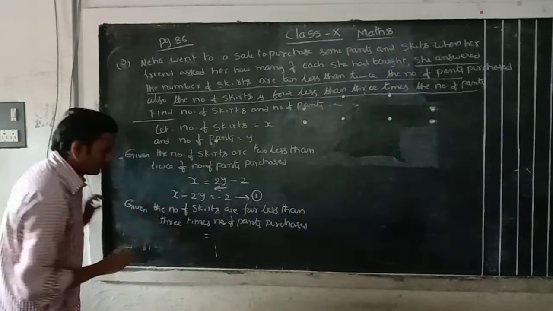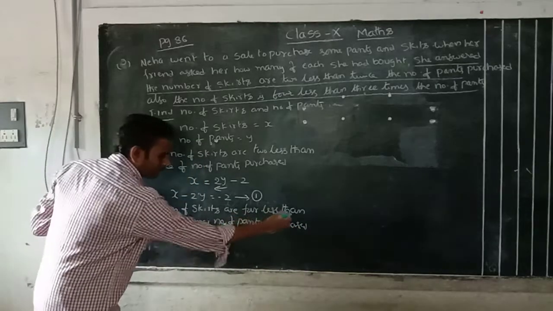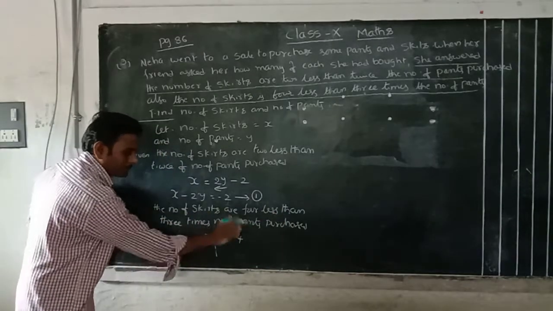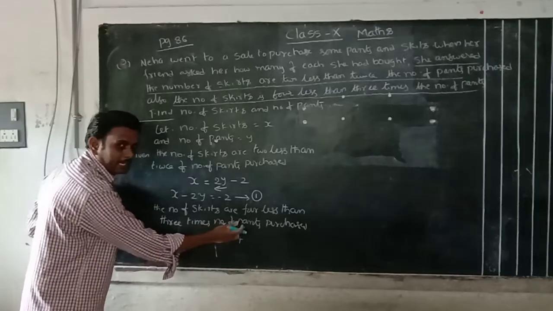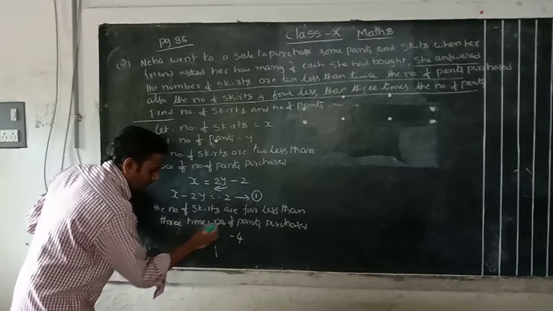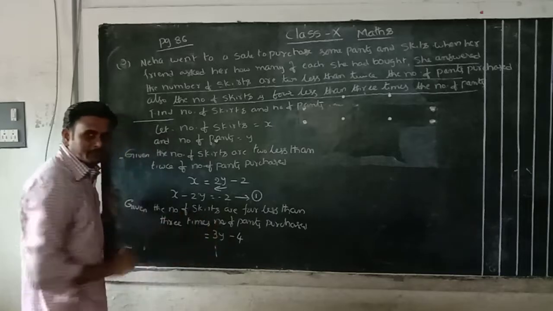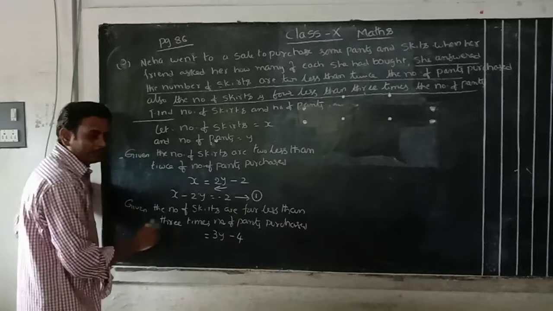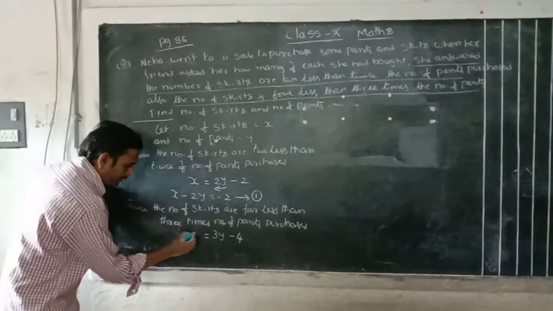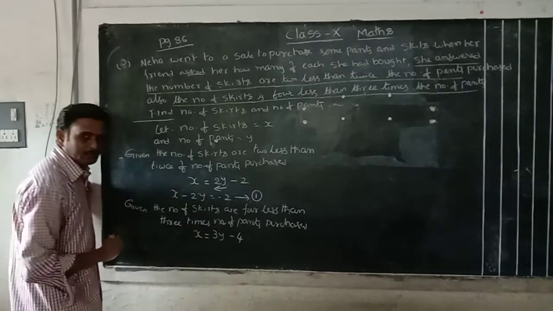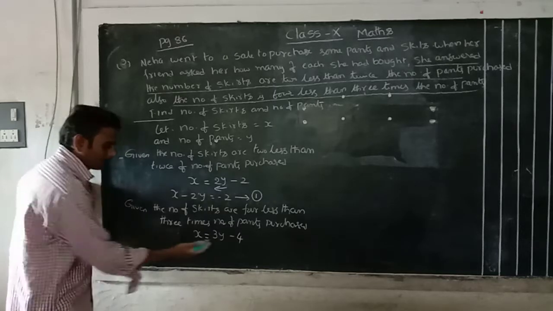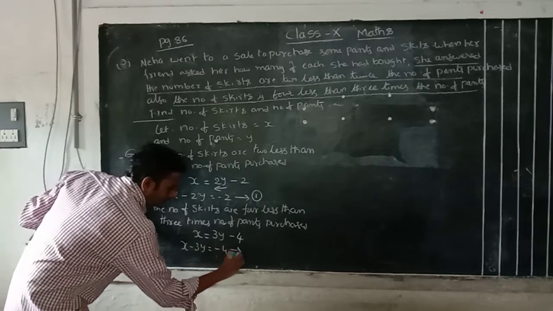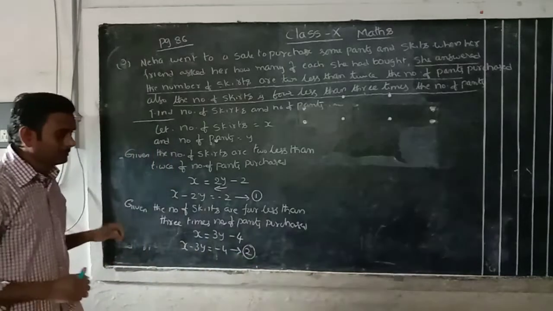Now we have to write 4 less than means minus 4, from which we have to subtract 3 times pants. 3 times means 3, pants how many? y. 3y minus 4. By calculating all this, what do we get? We will get skirts. Now move this to this side: x minus 3y equals minus 4. This is equation 2.